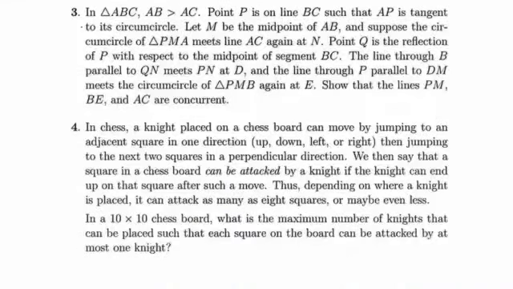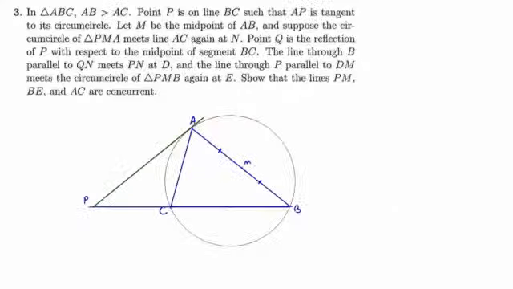Problem number 3 of PMO National Level 2023, the Philippine Mathematical Olympiad. Let's read the problem. It says in triangle ABC, so let's draw it. In triangle ABC, AB is greater than AC, like this. Point P is on line BC such that AP is tangent to its circumcircle here. And let M be the midpoint of AB, this part.